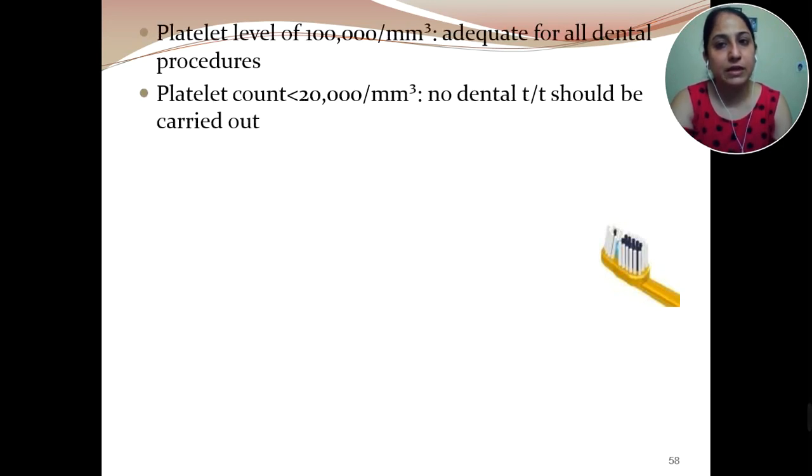A platelet level of 1 lakh per cubic millimeter is adequate for all dental procedures. When the platelet count is less than 20,000, no dental treatment should be carried out.